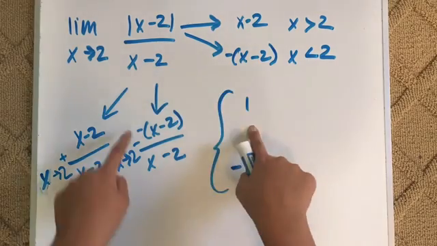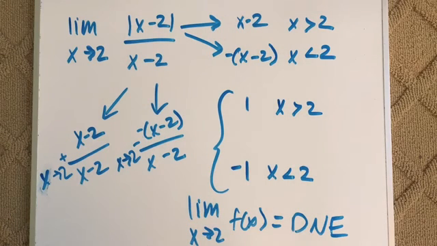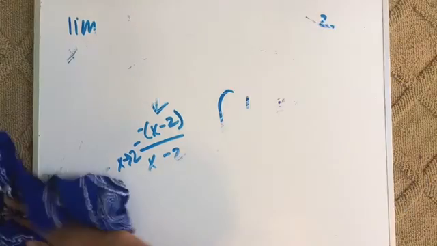Now we have 1, where x is greater than 2, and negative 1, where x is less than 2. And then we have this 1 and negative 1 from the two cases, and 1 and negative 1 are not equal, so the limit does not exist.